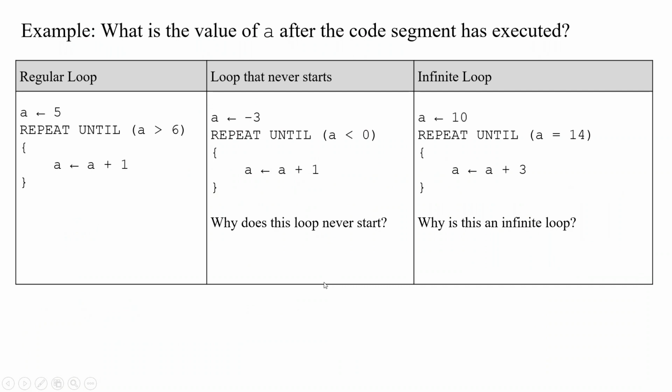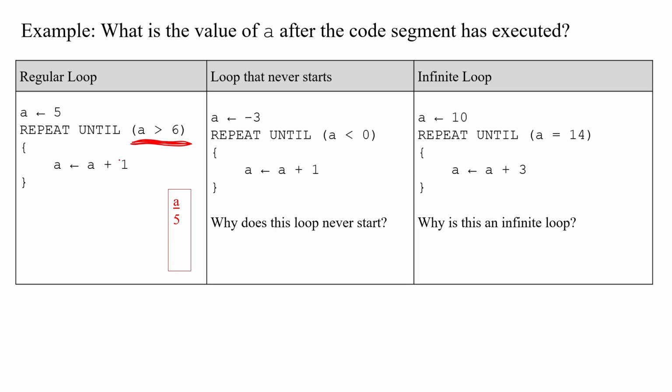Let's look at a regular loop example, a loop that never starts, and an infinite loop. What is the value of A after each of these code segments has executed? Well, for a regular loop here, I have A gets the value of 5, and I want to repeat until A is greater than 6. So right now, A is 5, which means it's not greater than 6.